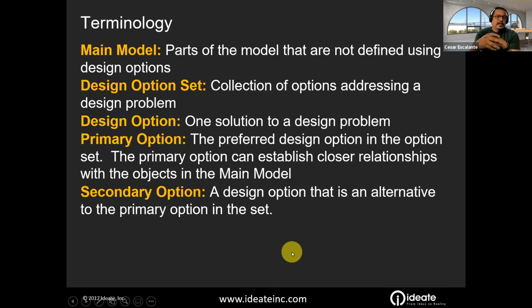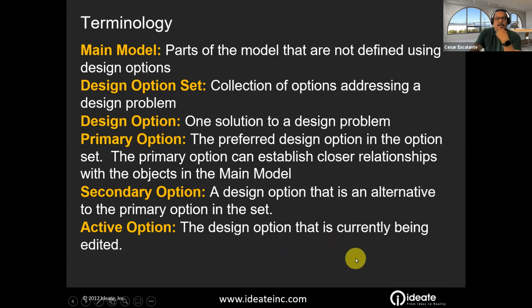Secondary options are alternate options. And in general, you can swap them. You can make a secondary option a primary option or vice versa. And when you start drafting inside design options, there are active options. And the active option is the option associated with a view. And everything you create is placed into that option. So it's similar to a workset or similar to a layer. You make the active option the current one, and everything you create is part of that active option.